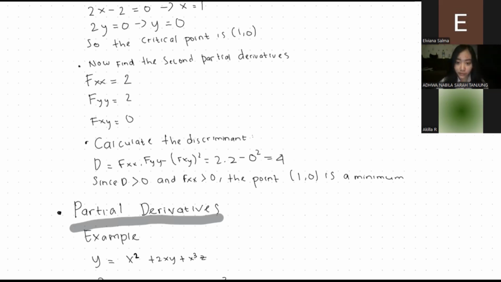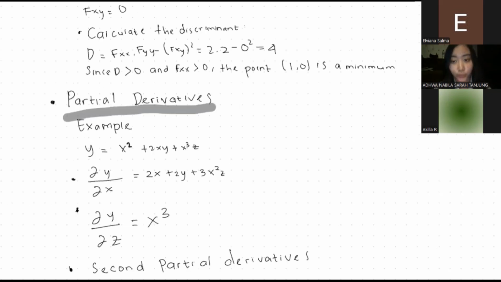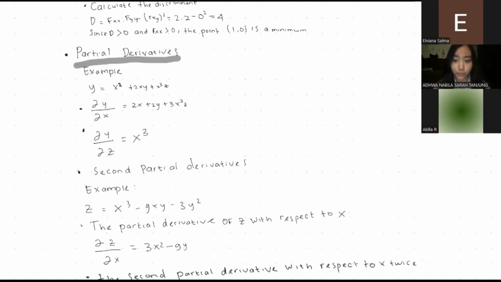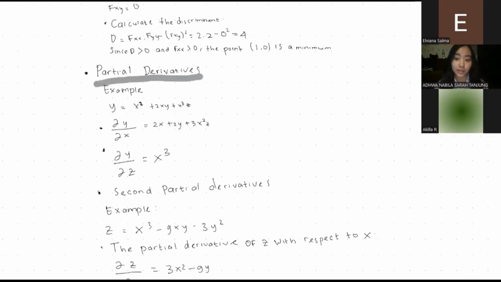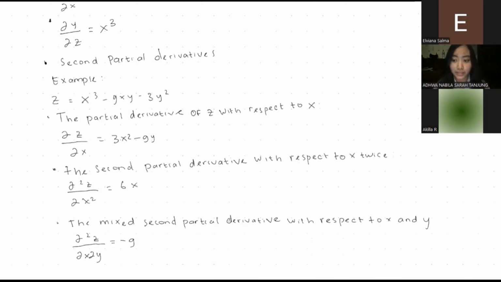Now, let us continue with partial derivative. Suppose y equals x squared plus 2xy plus x cubed z. The partial derivative of y with respect to x is 2x plus 2y plus 3x squared z. The partial of y with respect to z is x cubed. Next, second partial are the derivative of the first partial derivative.